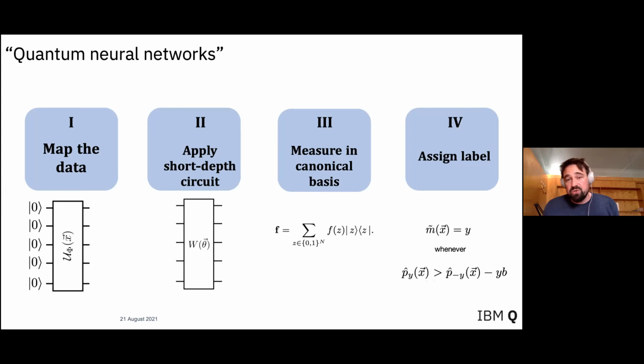And then in the end, what you could do is measure in some local basis and compute an observable based on this measurement. Once you have that observable, you can assign a label based on thresholding of that observable, right? So if it's a plus-minus valued observable and you see more pluses than you see minuses, then you declare, okay, that variational classifier, the quantum neural network, does this.